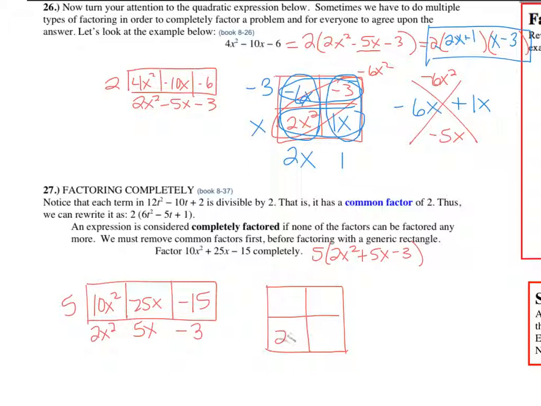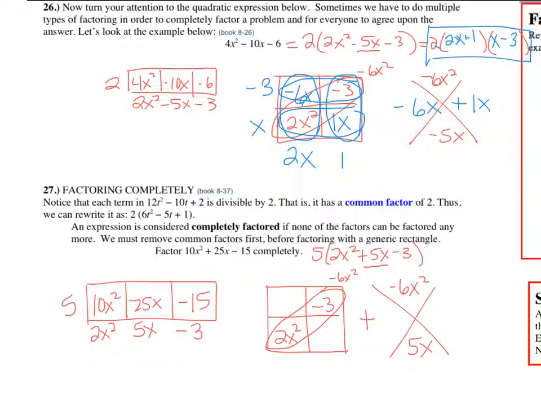So first term and last term, their product is negative 6x squared. So that's the product of the diamond problem. I need the two blank spots in the generic rectangle to combine to be 5x, so that's your sum. So similar to the last one, I want to multiply to negative 6x squared, but add to 5x.